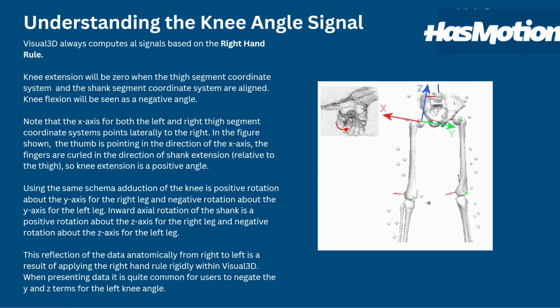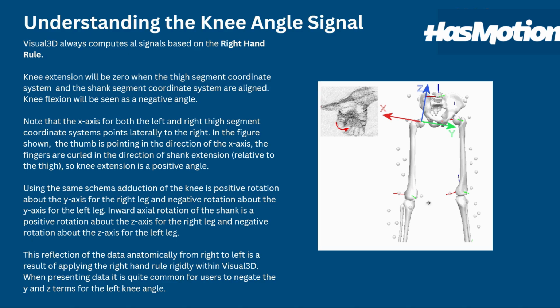For example, if you point your thumb in the direction of the X-axis of the hip, pointing laterally to the right, knee extension will be 0 when the thigh segment coordinate system and the shank segment coordinate system are aligned. Knee flexion will be seen as a negative angle. Note that the X-axis for both the left and right thigh segment coordinate systems points laterally to the right.